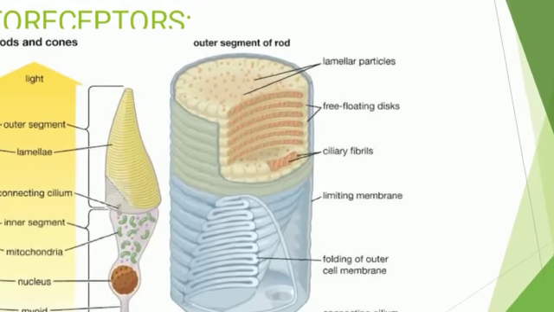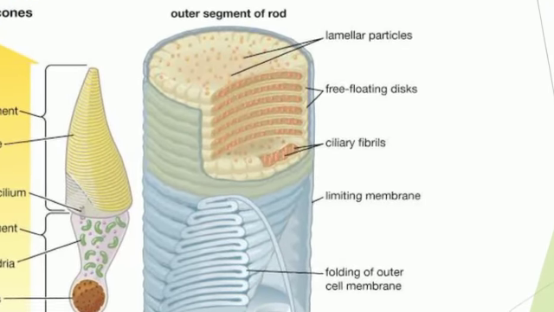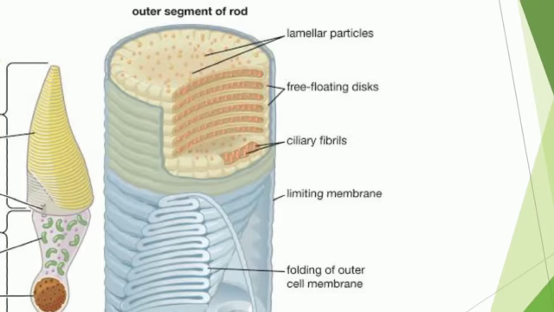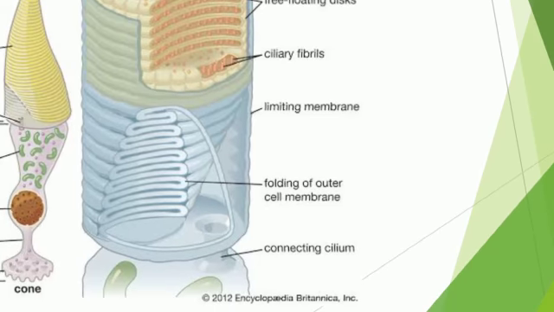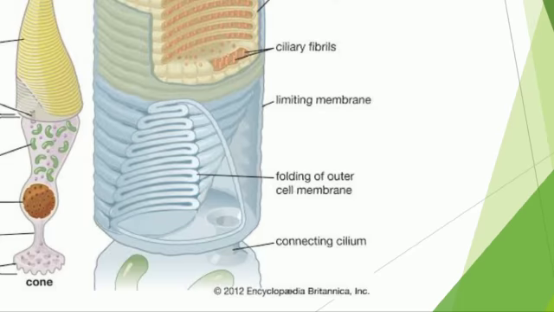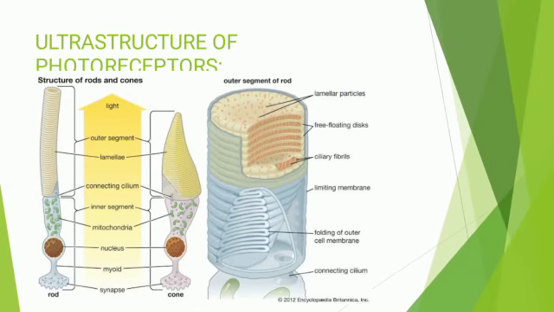Now we discuss the outer segment of rods. In the outer segments of rods, we discuss some important points: lamellar particles, free-floating discs, ciliary fibrils, limiting membrane, folding and outer cell membrane, and connecting cilium. This is the structure of rods and cones.